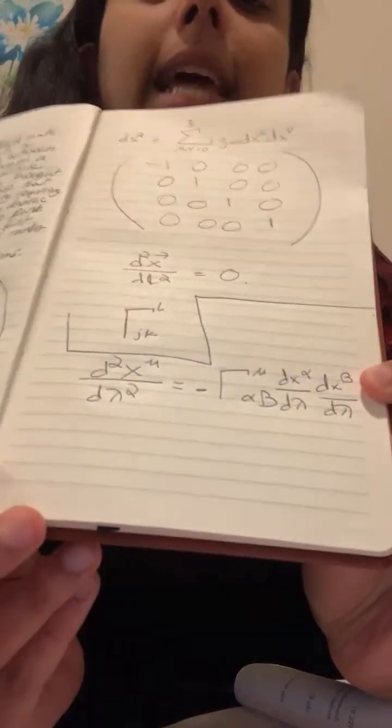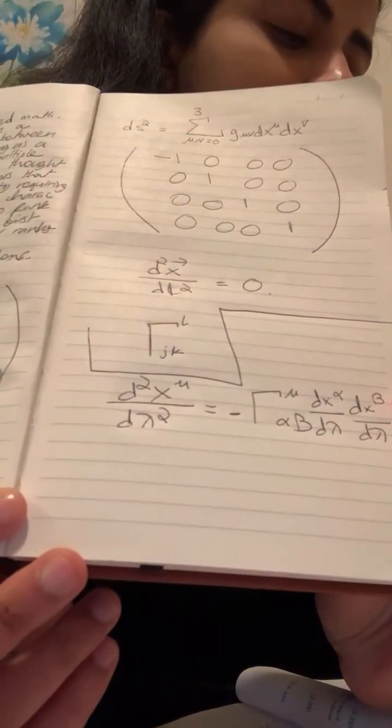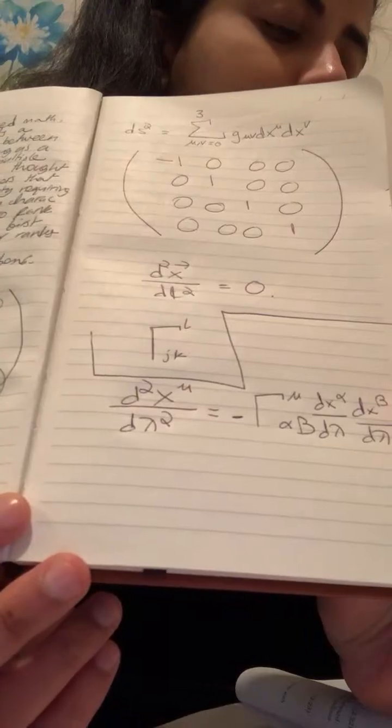So it's going to look like this. d2x mu d lambda squared is equal to the Christoffel symbol, dx alpha d lambda, dx beta d lambda. Lambda is the variable we have to use because we can't really use time, because time is part of the space-time now, part of the fabric of space-time. It's one of the things that also will be changing.